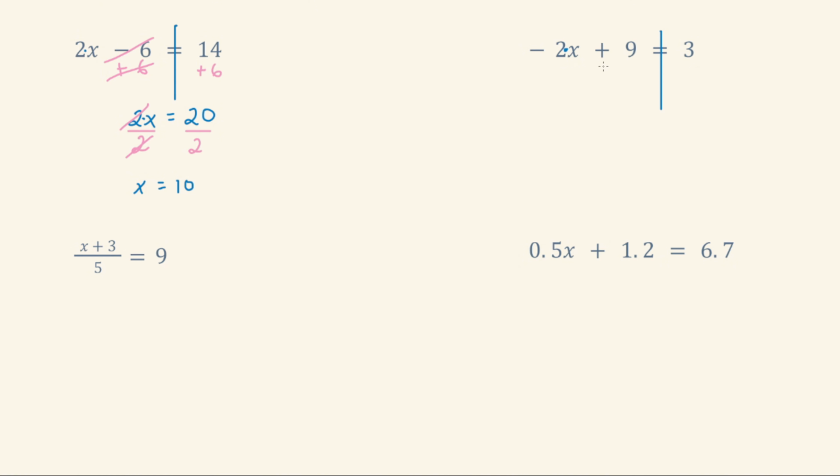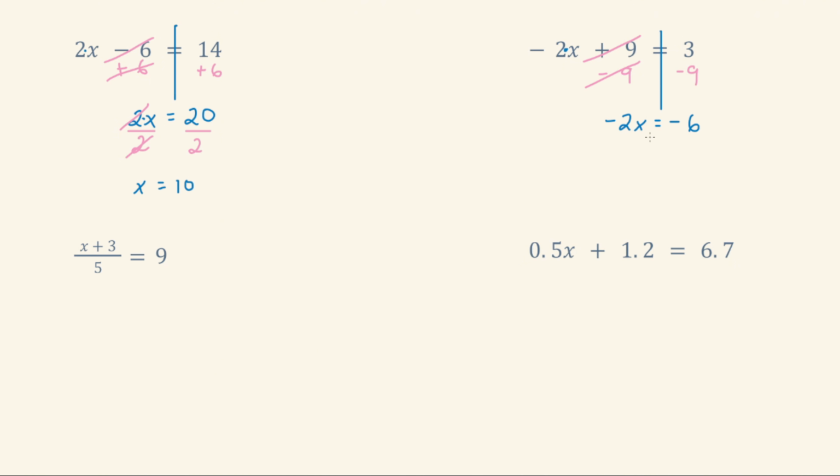So what we have to do is undo the addition first. So we have to subtract by 9 on both sides, minus 9, minus 9. These two are going to cancel out, so that all I'm left with on the left side is minus 2x equals, and on the right side I have 3 minus 9, which is negative 6.